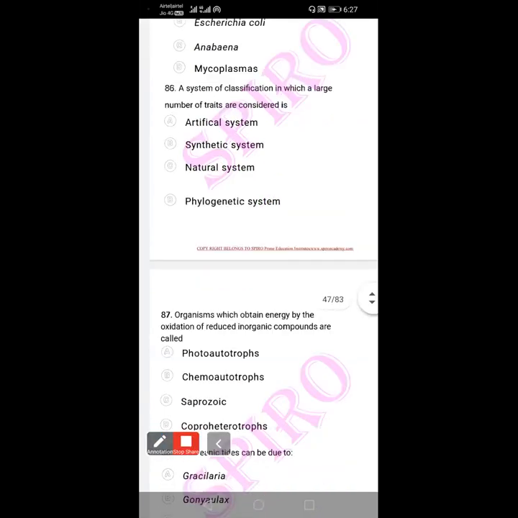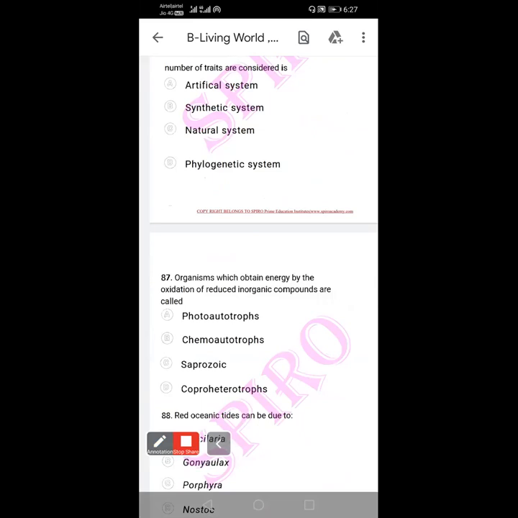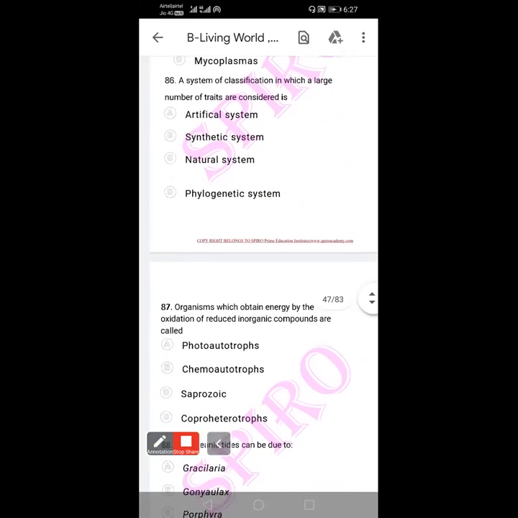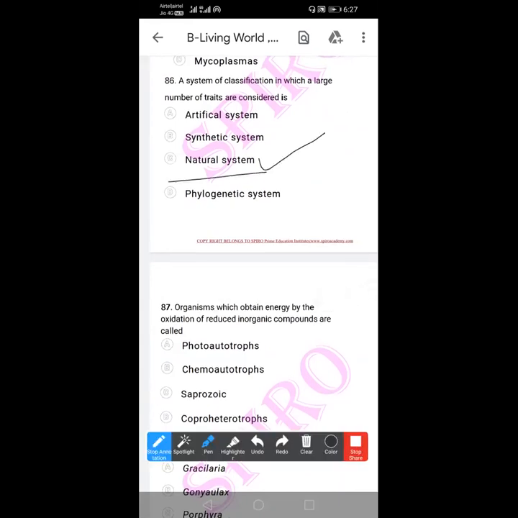Question number 86. A system of classification in which a large number of traits are considered is the natural system of classification, whereas in the artificial system of classification, you use either one or two characteristics. The phylogenetic system uses the evolutionary relationship. So where we use the most characteristics for classification, it is the natural system of classification. So option C is correct.